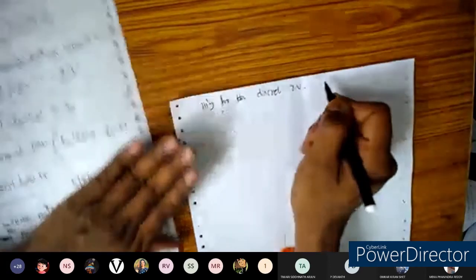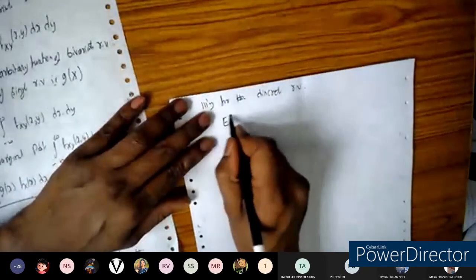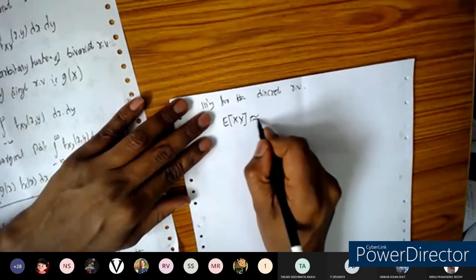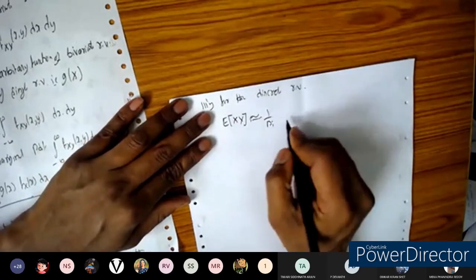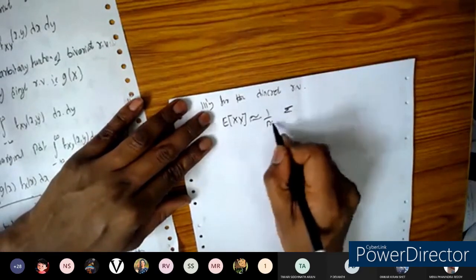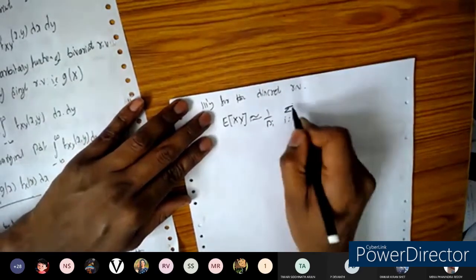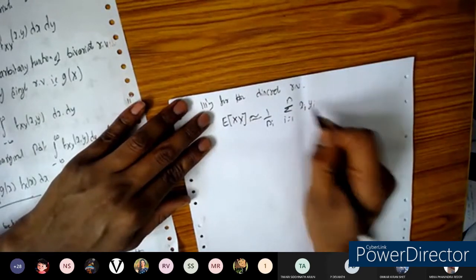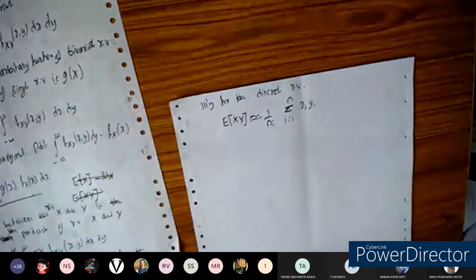Okay. So the expectation is nothing but averaging here. So it is taken as averaging: 1 by n, summation over i from 1 to n of xi into yi.